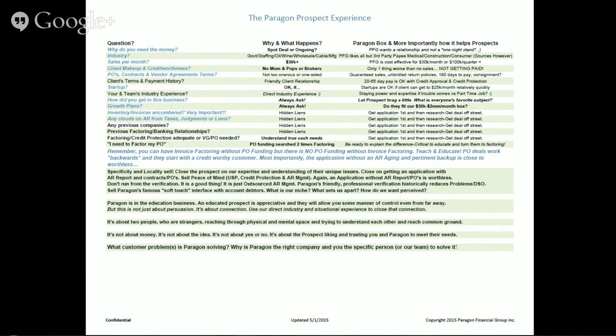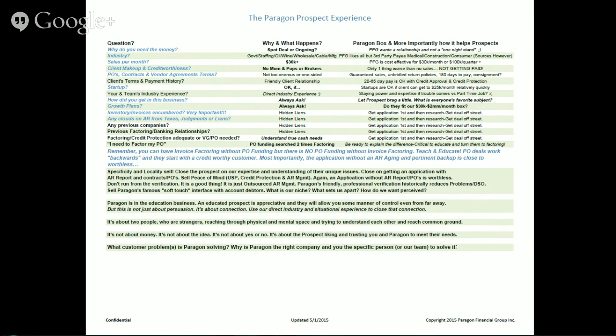So what I thought we would do today is talk about this sheet. It's on your screen, but you can also, as I stated, find it at paragonfinancial.net. Go to the broker section, and it's the very first PDF at the bottom of the broker section, where it says questions for prospects. And a couple things I'd like to talk about on this sheet. First, if you go down to the second and third, where it says industry and sales per month, it talks a little bit about what Paragon's wheelhouse is.